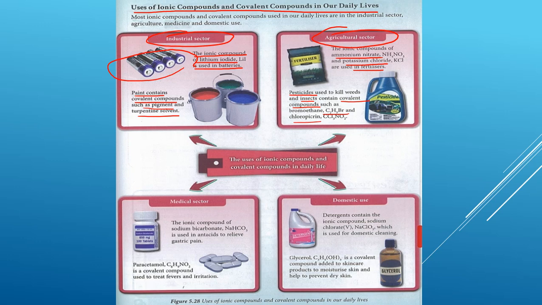Di sini, okay? And then in the medical sector, the ionic compound sodium bicarbonate is used in antacid to relieve gastric pain. And paracetamol is a covalent compound used to treat fever and also irritation. In domestic use, detergent contains ionic compounds such as sodium chlorate that is used for domestic cleaning, and glycerol is a covalent compound added to skincare products to moisturise skin and help to prevent dry skin. So these are some examples of uses of ionic compounds and covalent compounds in our daily life.